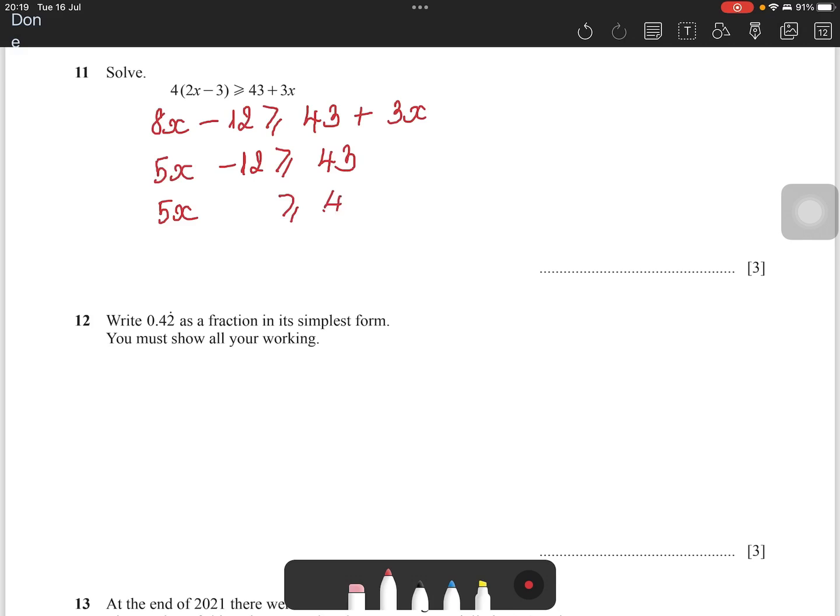So 43 plus 12 is 55. Finally, we divide both sides by 5. So 55 divided by 5 is 11. So x is greater than or equal to 11.